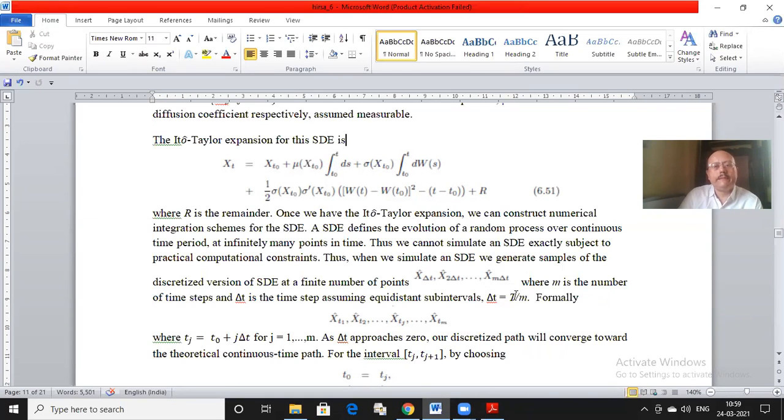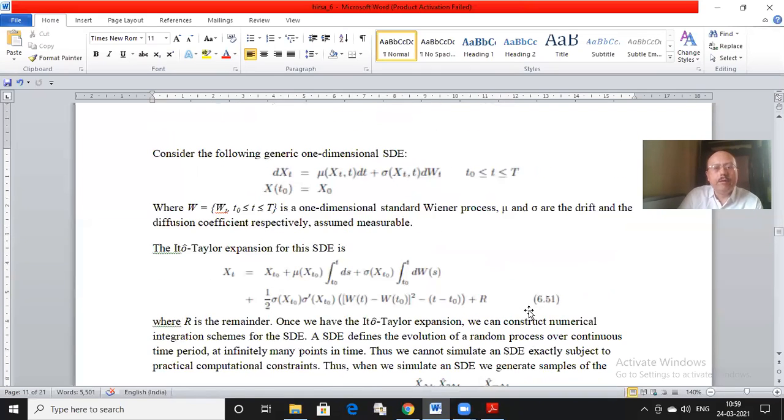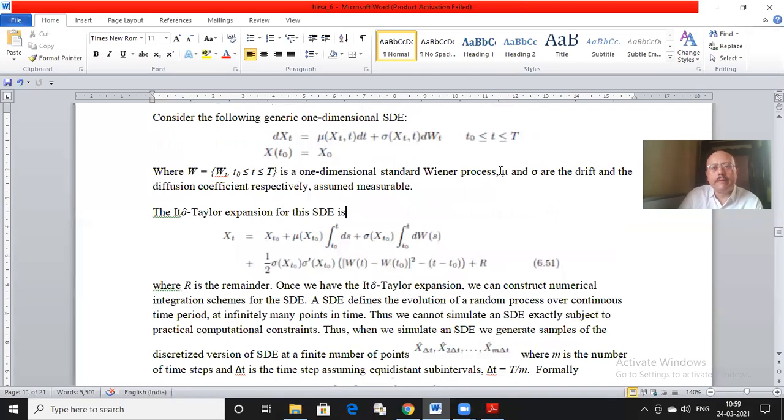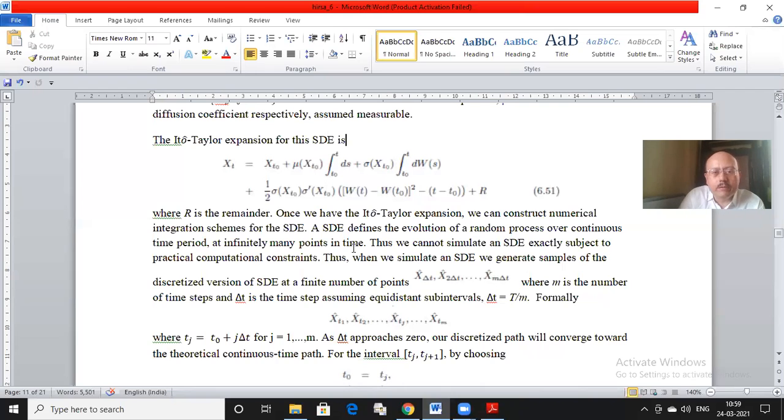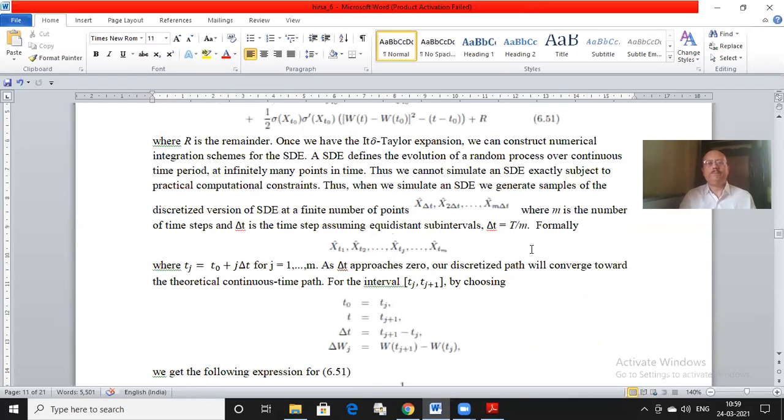So you can say that this is capital T, or you can also use T minus t naught. So I can just take t naught equal to 0 here. So formally, these points t1, t2, up to tj, up to tm, where tj is t naught plus j delta t, these are my sample points.